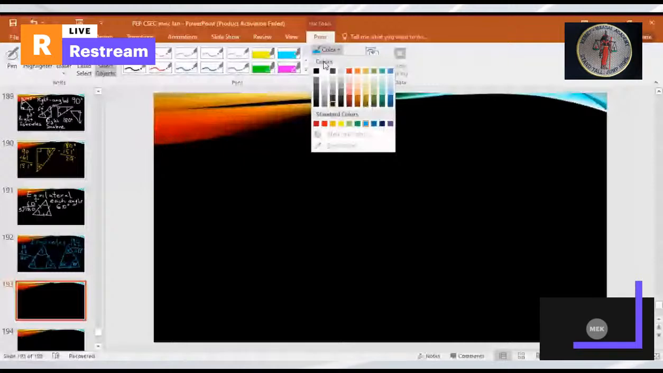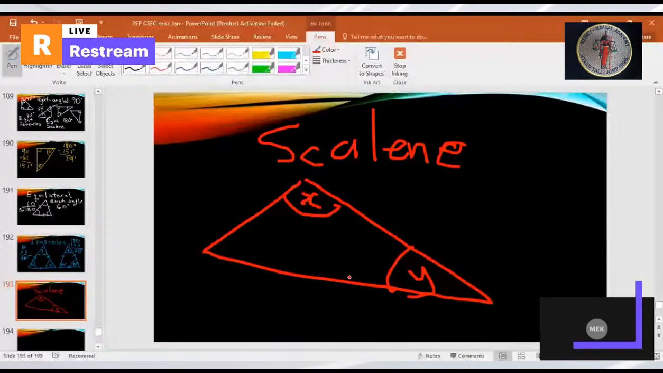So that angle will be different, and we have 3 different sides, so each side might have a different number of strokes, because they're all different lengths in the scalene. I remember we said you can have a scalene triangle where you have a 90-degree angle and then 2 other angles.